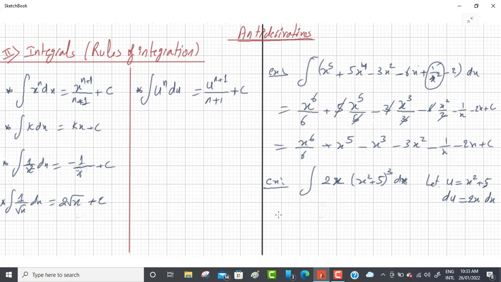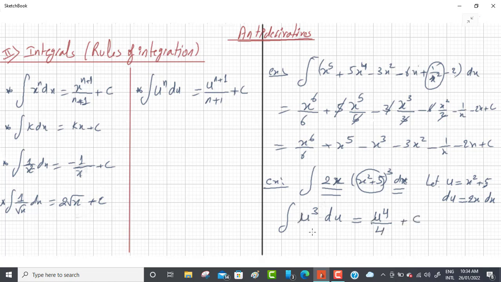In this case, for example, this term is going to be u, so it's u power 3. 2x dx is du. So you change the variable. Now the variable is u, and you have u power 3. According to this rule, the antiderivative is u power 4 over 4 plus a constant c.